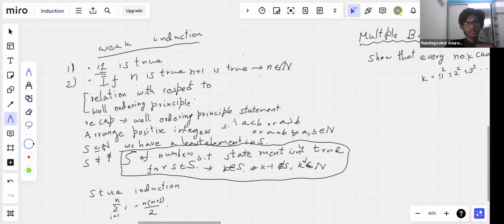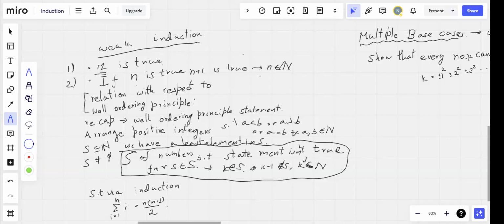So it satisfies two properties. And this implies that this statement holds for k minus 1, which means that k is true. So it cannot have had a minimal element. Does this make sense? Yeah.